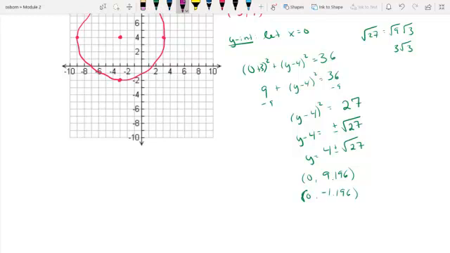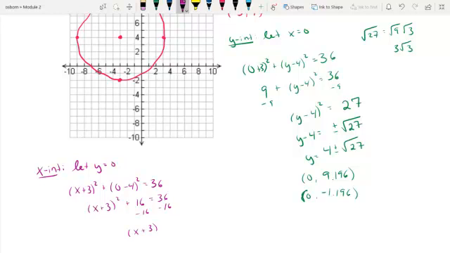Now, to find my x-intercepts, I'm going to let y equal 0. So that means I've got (x plus 3) squared plus (0 minus 4) squared equals 36. So I've got (x plus 3) squared plus 16 equals 36. I'm going to subtract 16 from both sides and get (x plus 3) squared is equal to 20.